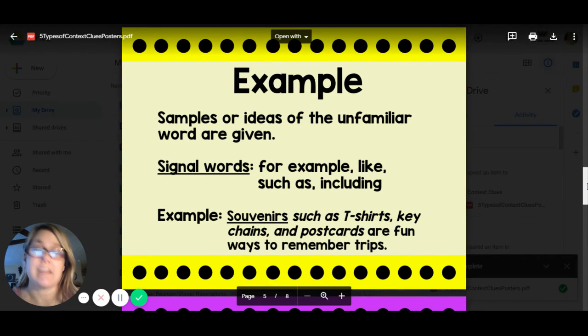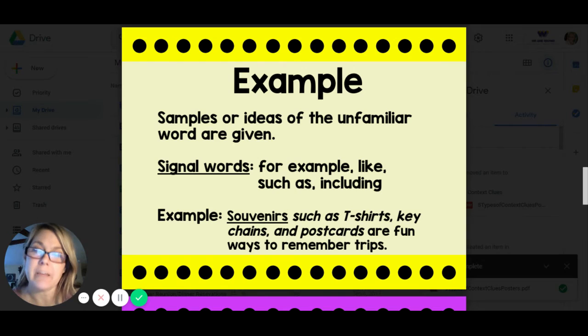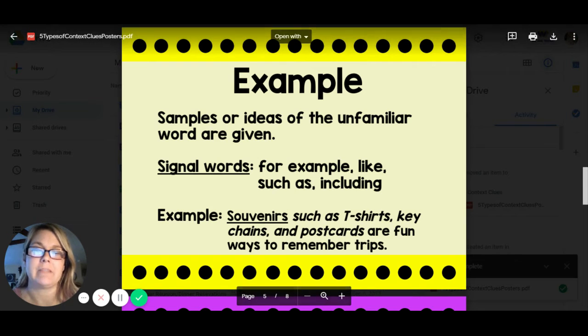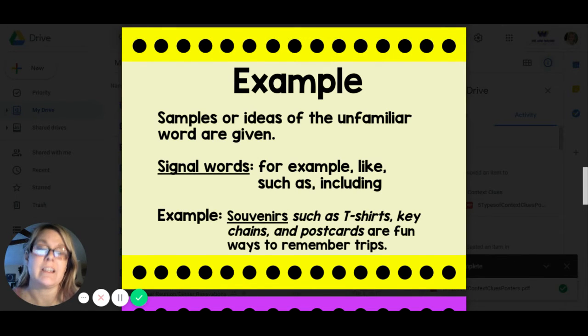The next one is an example, and this is where samples or ideas of the unfamiliar word are given. So here are some of those signal words that you're going to look for. For example, like, such as, and including.